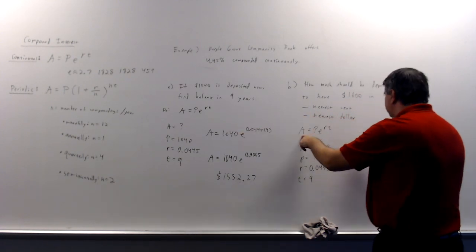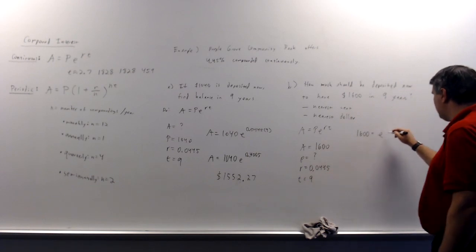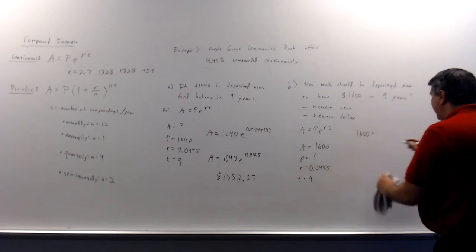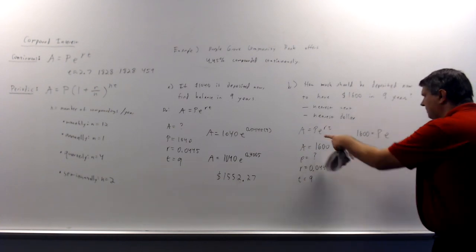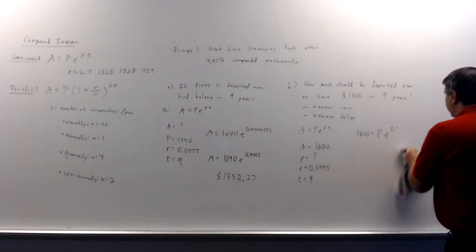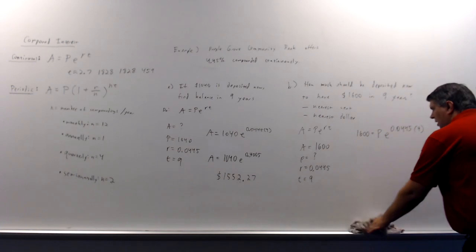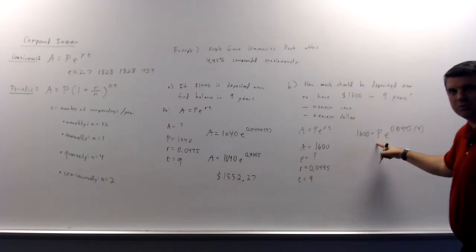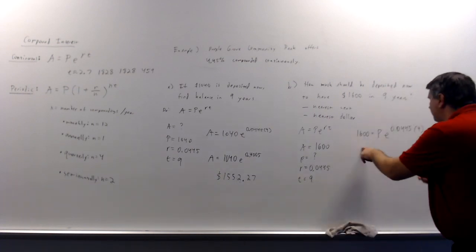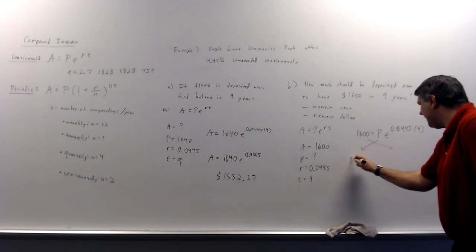So I want to know when 1,600 will equal P times e to the 0.0445 times 9th power. Okay, that's my unknown. That is what I'm solving for. So since that's my unknown, I'm going to switch the sides and move it over here. Okay, so I have P.